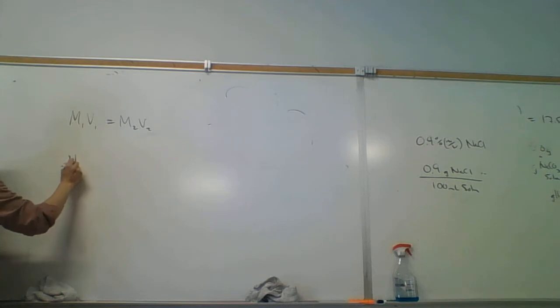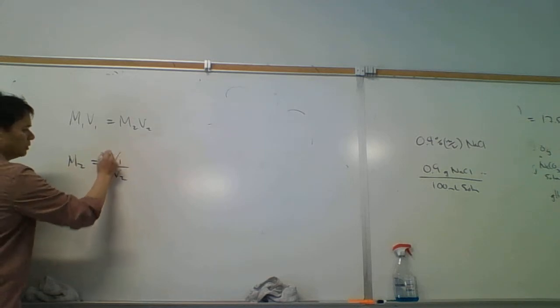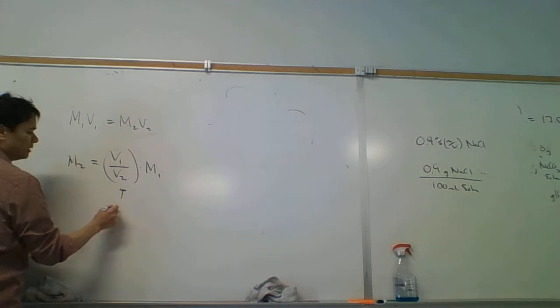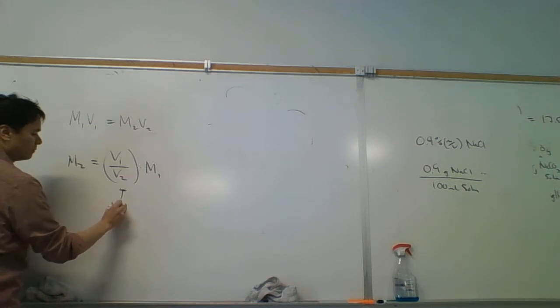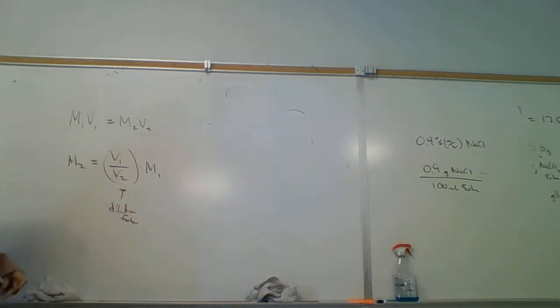Therefore, if we want to figure out the molarity 2, this is the dilute molarity, then what we do is we take the volume 1 divided by the volume 2 times the molarity 1. This first factor here is called the dilution factor. Dilution factor is the initial volume divided by the final volume. That's the dilution factor.